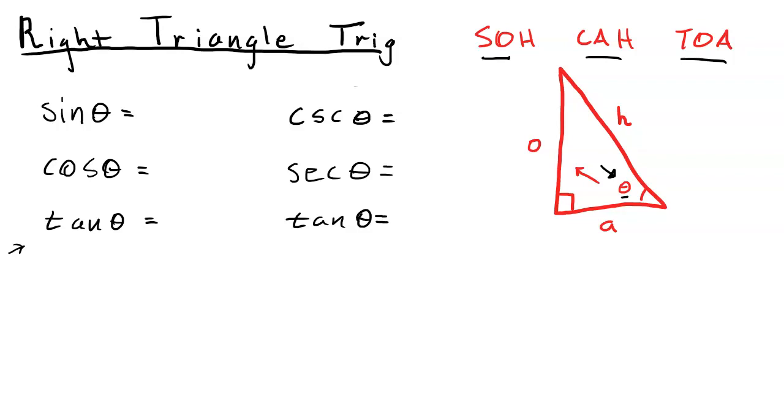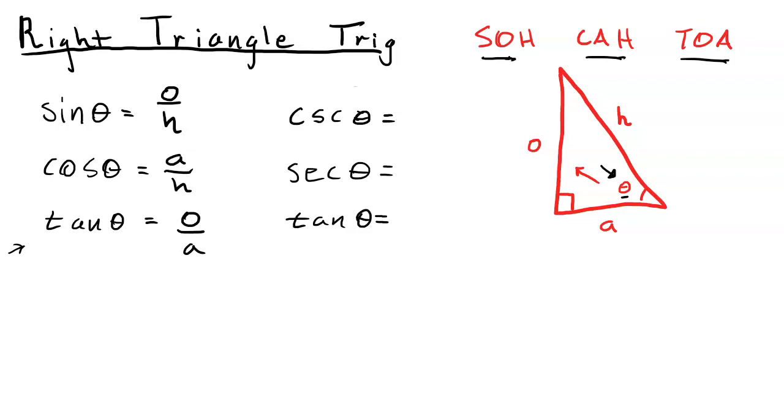So I've written down SOHCAHTOA, and this is just a way of remembering which sides belong to which function. So sine, SOH, is going to be opposite over hypotenuse. Cosine, CAH, is going to be adjacent over hypotenuse. And tangent, TOA, is going to be opposite over adjacent.